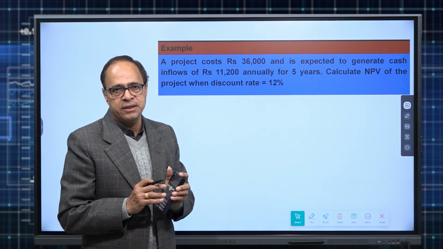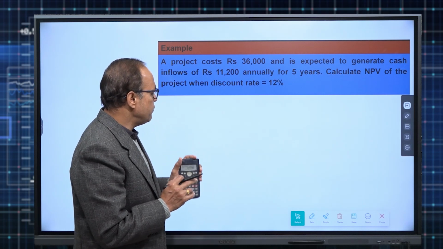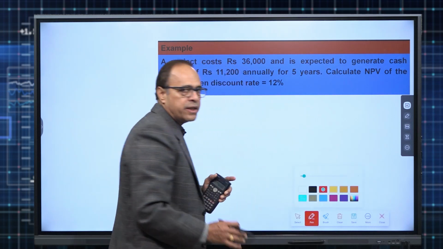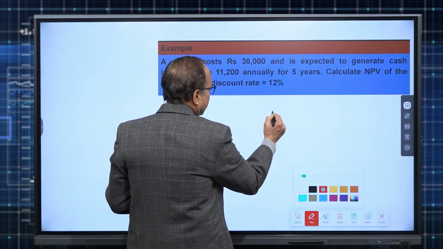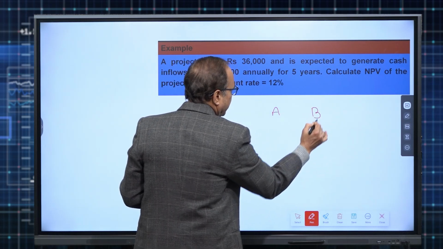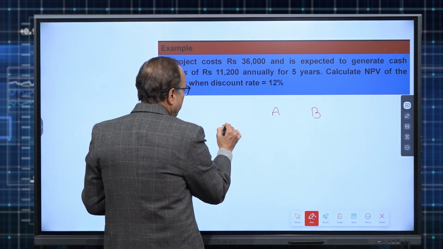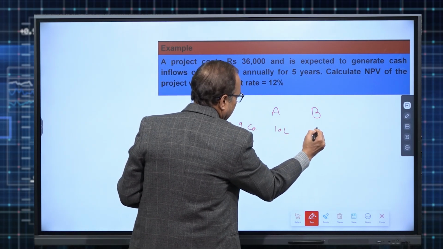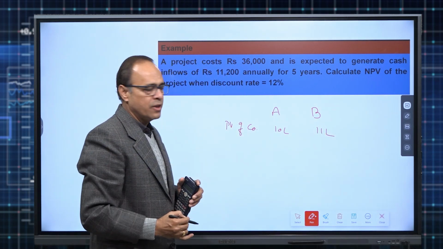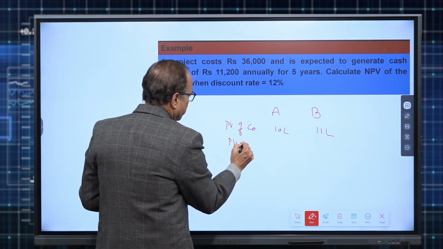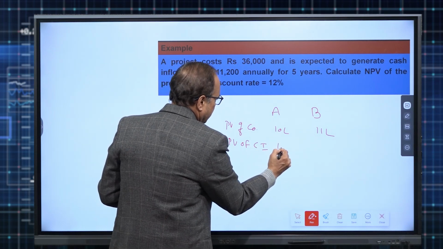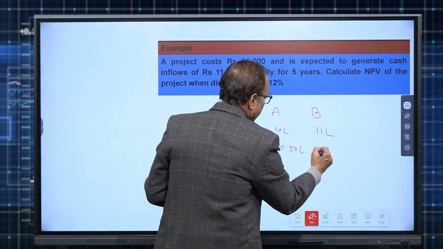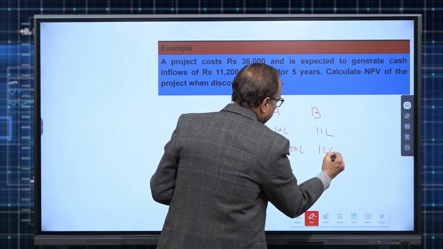Why might it not give a correct decision? Now look at the fact. If I give an example to you, or we can coin an example right now. What example am I going to put? Let us say there are two competing projects, project A and project B. PV of cash outflow is 10 lakh, 11 lakh. And PV of cash inflow is 10 lakh 50,000, that is 10.5 lakhs, and it is 11.6 lakhs.